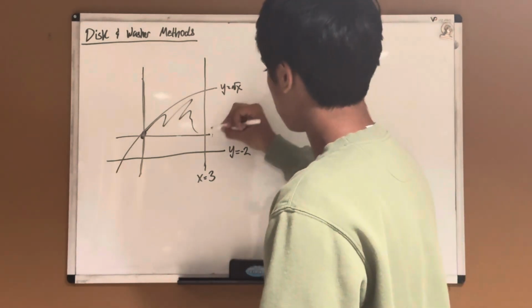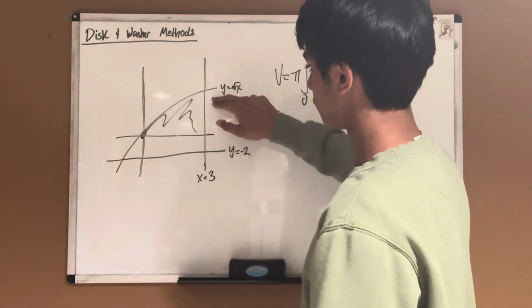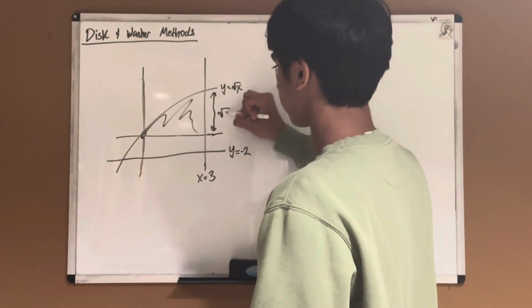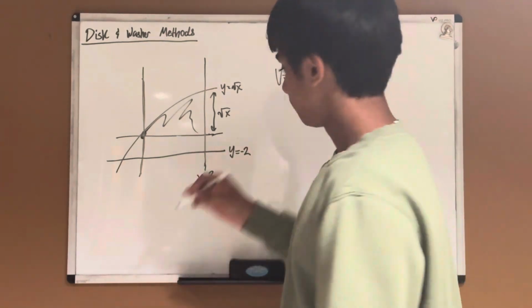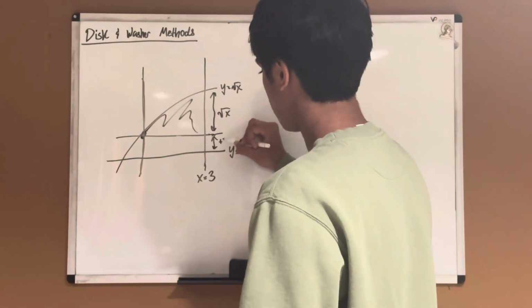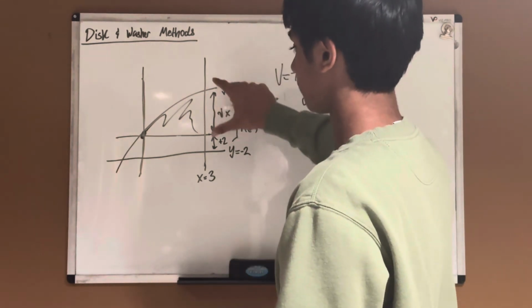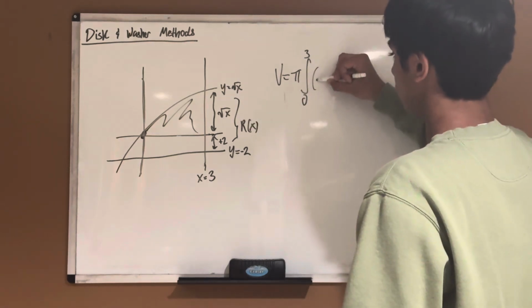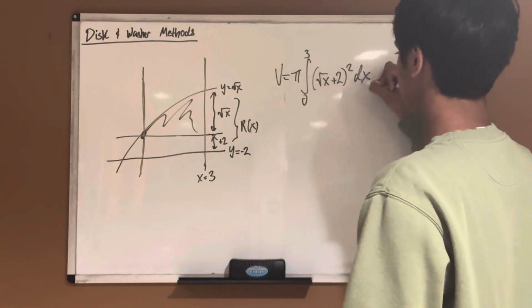Big R, again, is from the axis of rotation to the function. The function goes from here to here, so that's square root of x, but the axis of rotation is still 2 down. So we have to add plus 2. By adding plus 2, we get big R of x, which is, again, from here to there. So we integrate square root of x plus 2 squared dx.